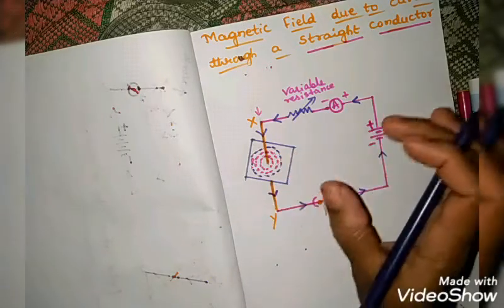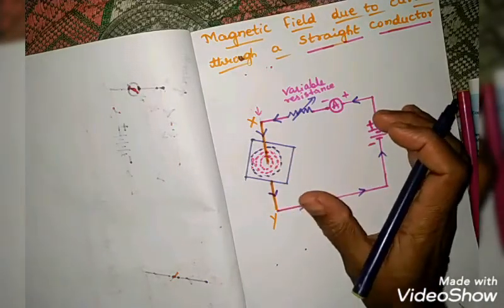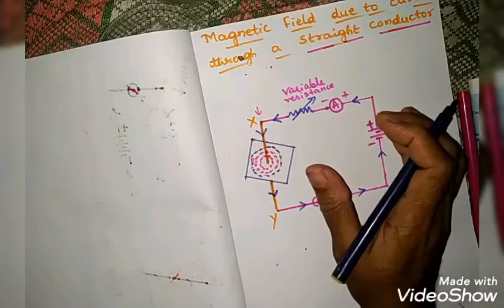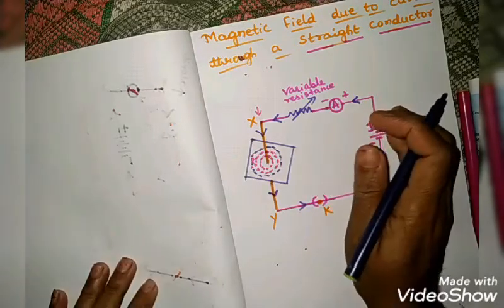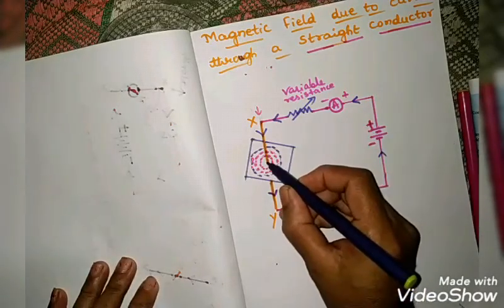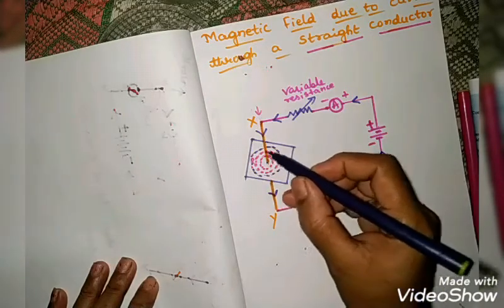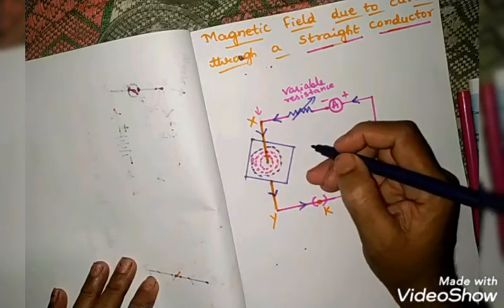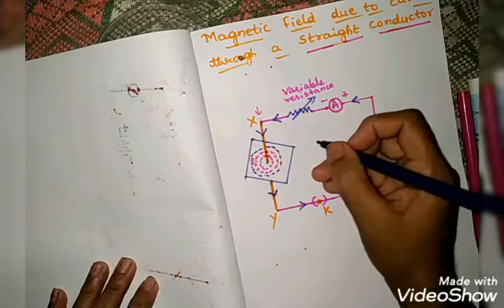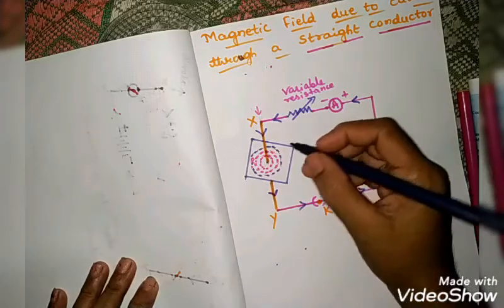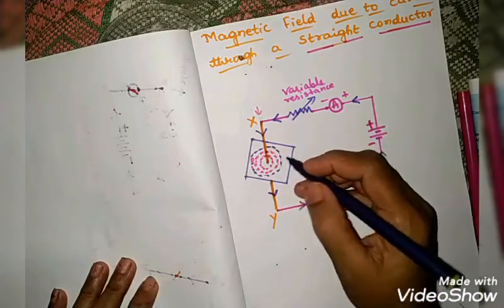Which pattern? Concentric circles. What are concentric circles? The circles having the same center but different radii. In this pattern they align themselves. This is the pattern of the magnetic field around the straight current carrying conductor. Understood?